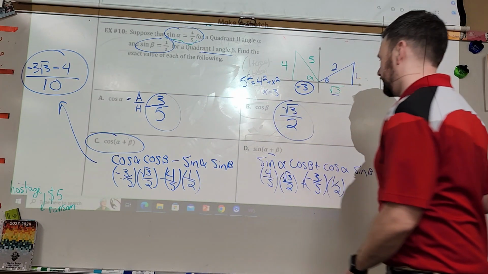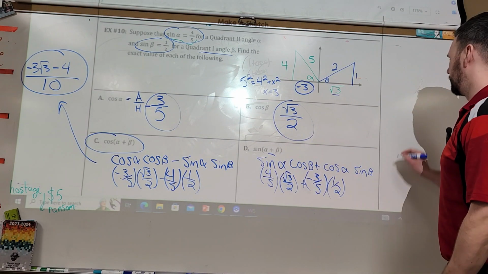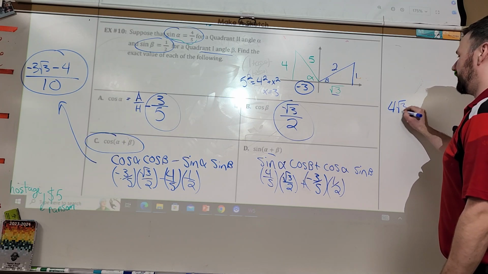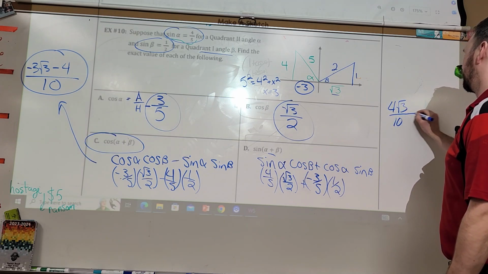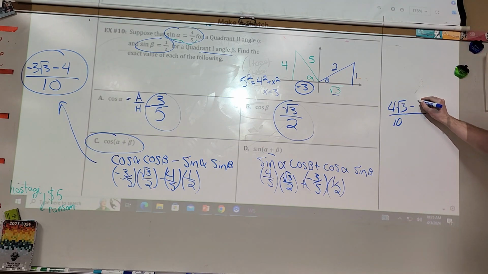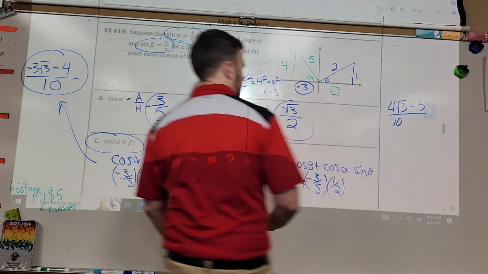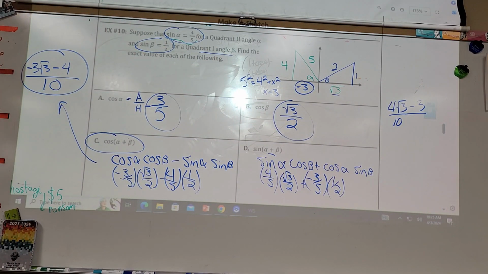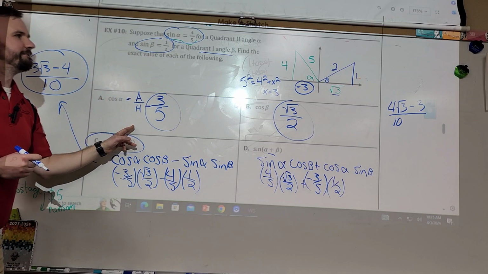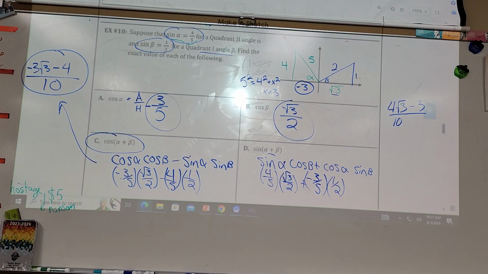So this one I get 4√3/10 minus 3/10. 4√3 minus 3 over 10. No calculator required. No unit circle required. Because we get all this stuff, we need to draw reference triangles. Whew!